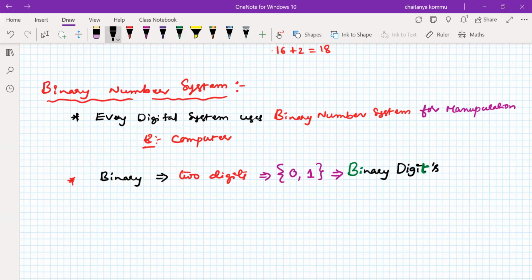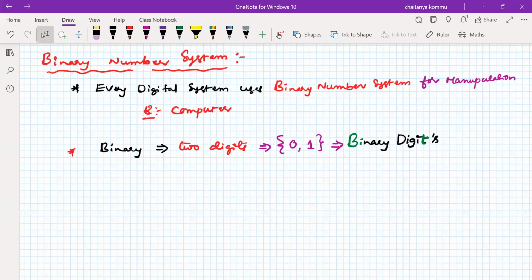Instead of saying binary digits all the time, as a shorthand notation we can call them bits. One particular single digit is called a bit. So this is called bit 0, and this is called bit 1, instead of saying binary digits. Is it clear to all of you?